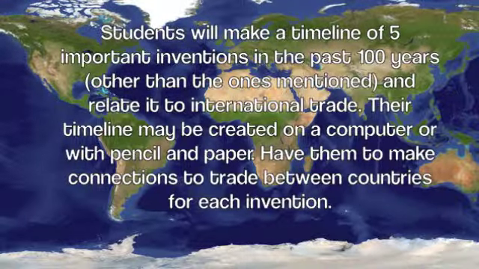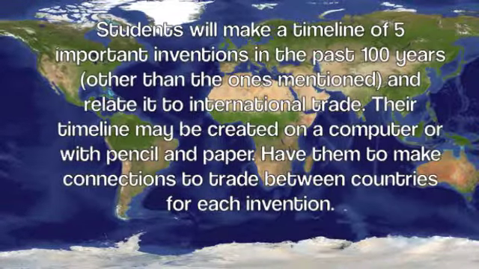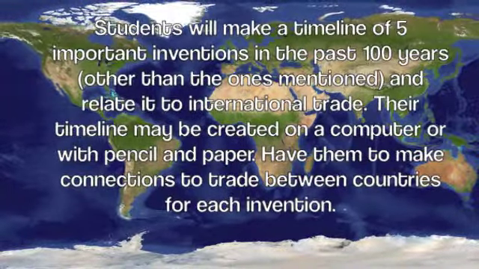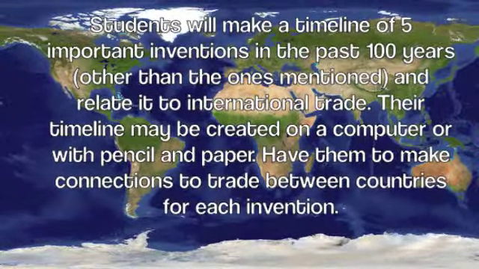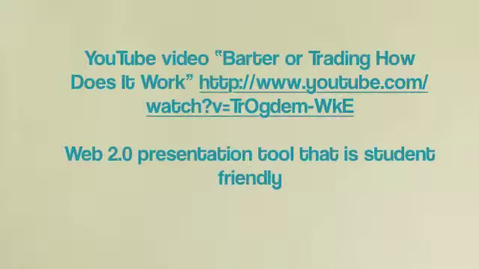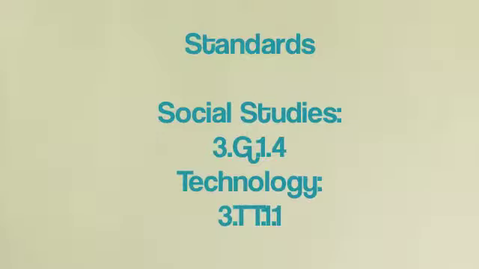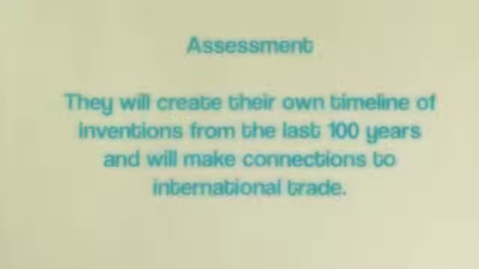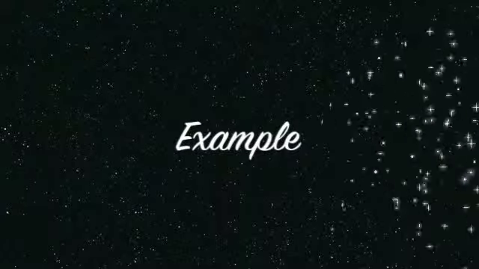Students will make a timeline of 5 important inventions in the past 100 years, other than the ones mentioned, and relate it to international trade. Their timeline may be created on a computer or with pencil and paper. Have them make connections to trade between countries for each invention. Resources: YouTube video, barter or trading, how does it work? Web 2.0 presentation tool that is student-friendly. Standards and assessments. The standards that are covered in this lesson are social studies and technology. The assessment is that they will create their own timeline of inventions from the last 100 years and will make connections to international trade.